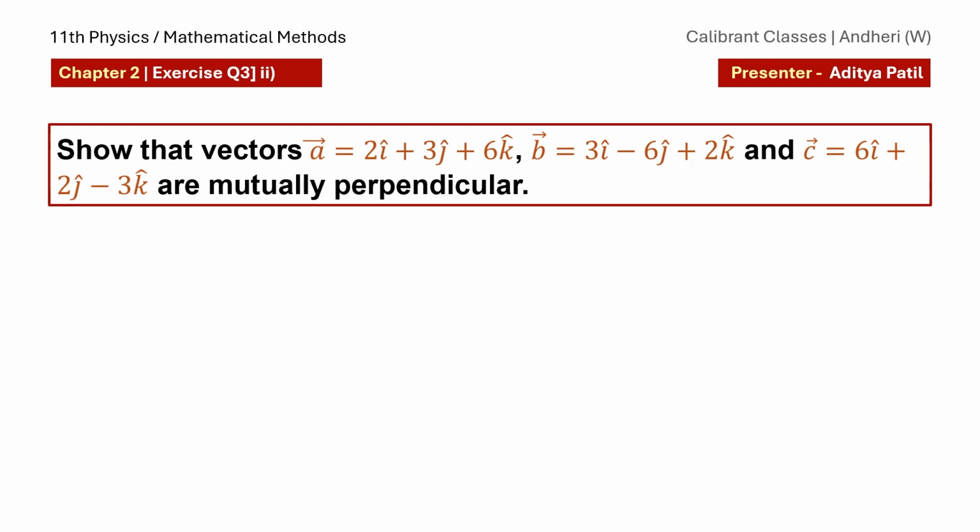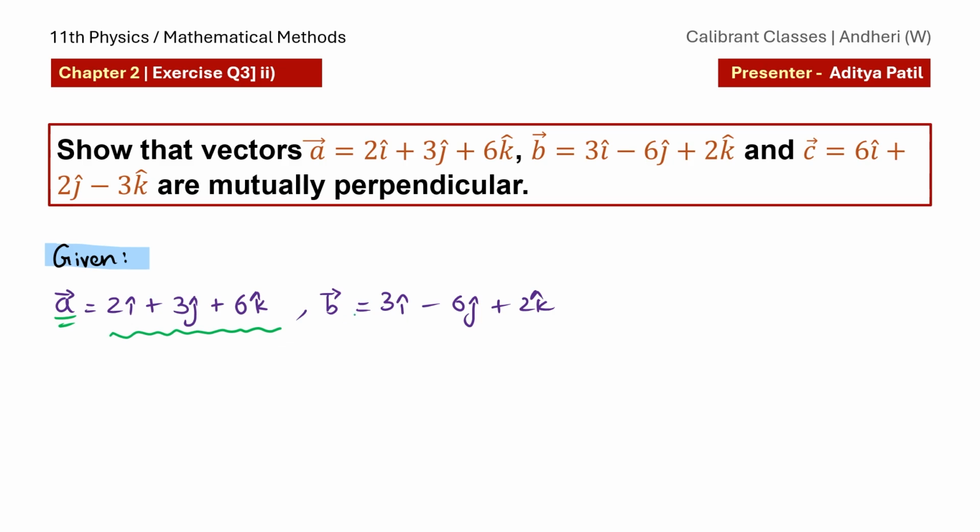Okay. So first, let us write all the given data that's been given to us. So सबसे पहले vector A, which is resolved in its rectangular components as 2i cap plus 3j cap plus 6k cap. Then we have our vector B, which is resolved as 3i cap minus 6j cap plus 2k cap. And then we have our vector C, which is resolved as 6i cap plus 2j cap minus 3k cap.